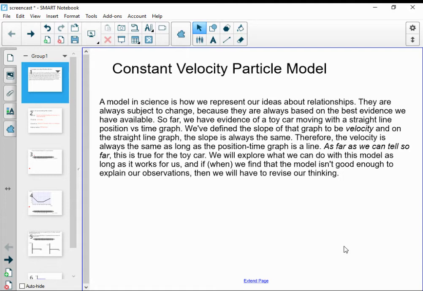It might turn out later that there's a detail that we missed. Maybe we'll see in some way that that's not really the whole story, but for now, the evidence that we have suggests that this is true for the toy car. And so we're going to just look at what I can do with this model. As long as that model keeps on working for us, as long as it keeps on making correct predictions about nature, then we keep on using it. And when we find ways that the model isn't sufficient, then we have to revise our thinking. As long as the model works, we use it. If the model doesn't work, we don't use it.